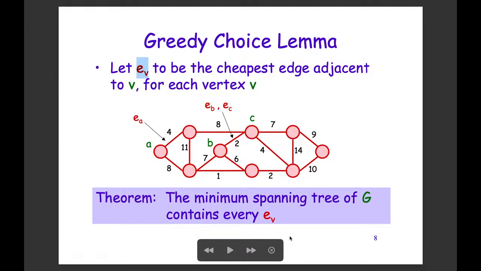Is that okay? Suppose that C also connects to some other edge which has weight 2, but these two and the other two have different weights. So we will pick one of them as the unique edge with the smallest weight. Okay, this is important: for each vertex V, E_V is unique. And now there is a theorem. It says that the minimum spanning tree of the graph G must contain every E_V. So in any solution of the minimum spanning tree, it must have this edge, it must have this edge.